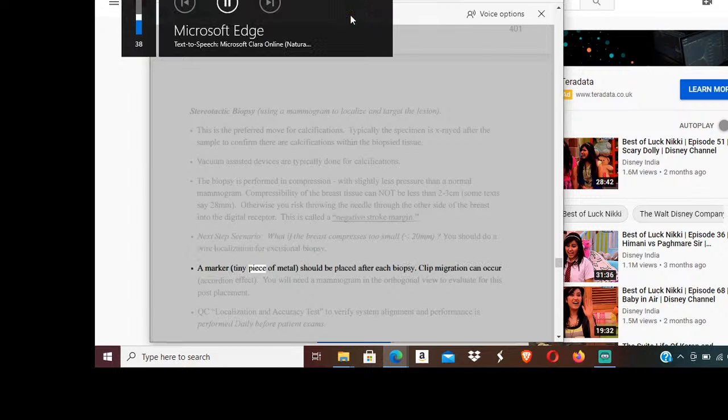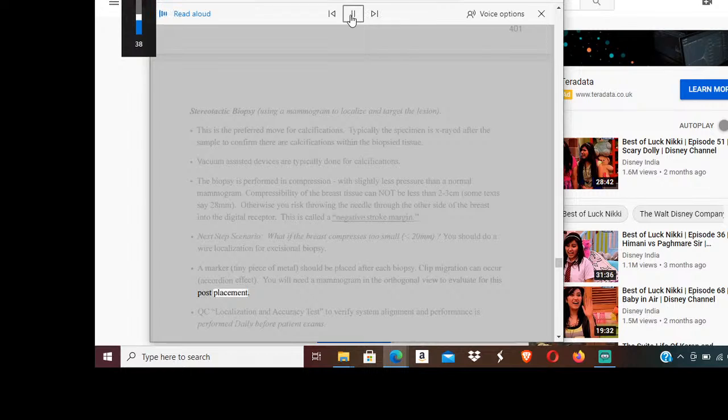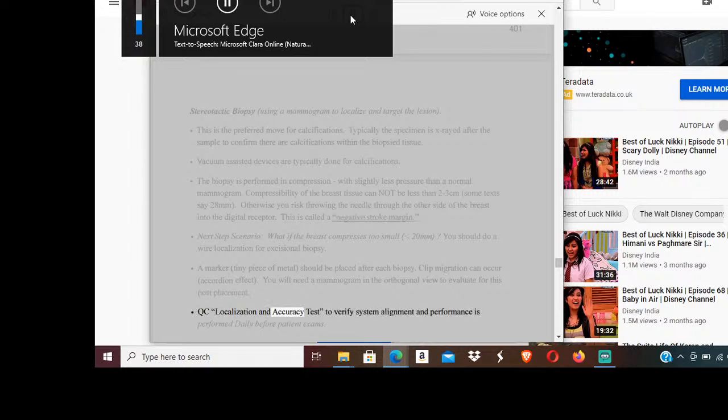A marker, a tiny piece of metal, should be placed after each biopsy. Clip migration can occur, the accordion effect. You will need a mammogram in the orthogonal view to evaluate for this post-placement. QC, the localization and accuracy test, to verify system alignment and performance, is performed daily before patient exams.